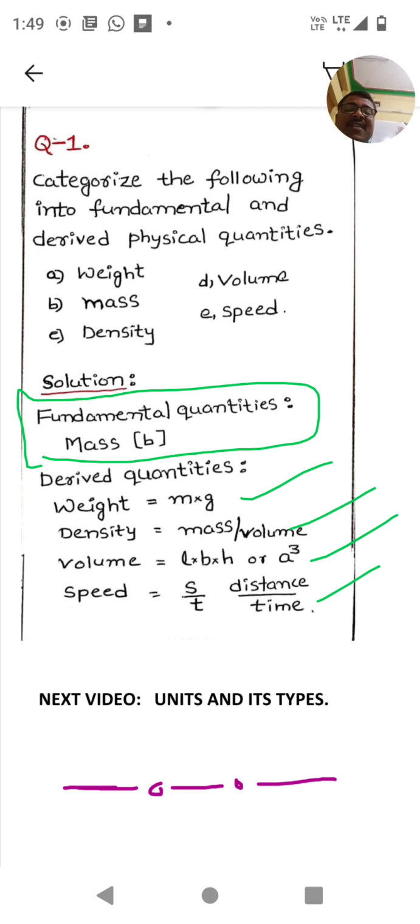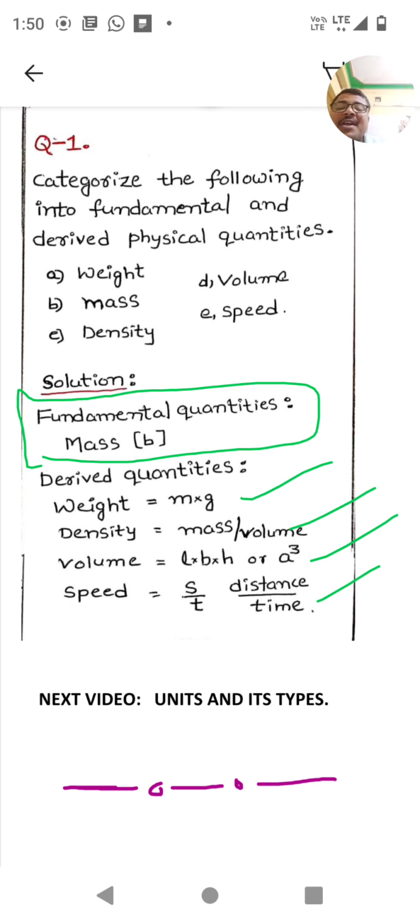Same here with density. What is the formula of density? Mass by volume. Again density depends upon mass and volume. That's why density also belongs to derived physical quantities. Volume. Volume is nothing but L into B into H, or a cube. Again volume also depends on other physical quantities. That's why volume is also a derived physical quantity.